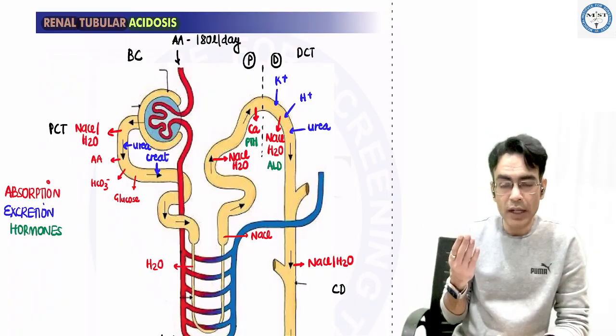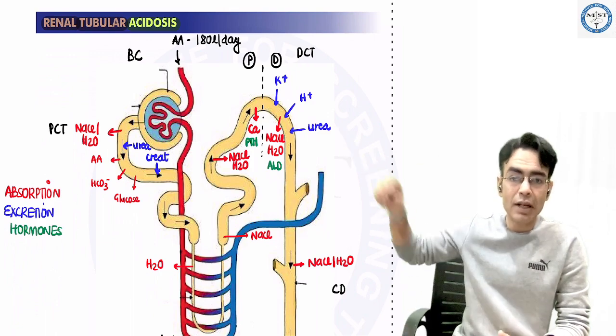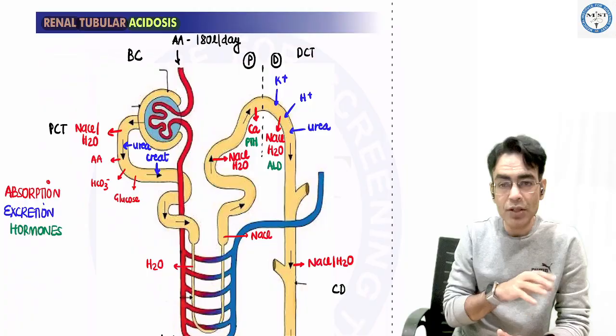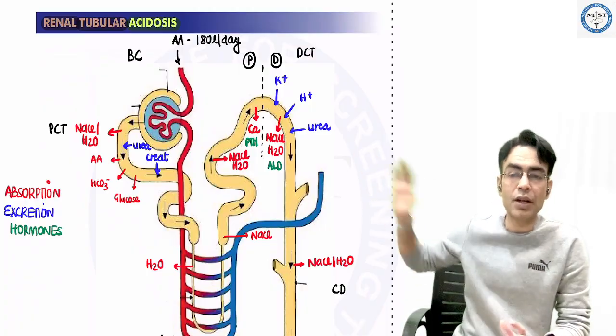So RTA, there are four types: RTA 1, 2, 3, and 4. RTA 1 is due to DCT damage, RTA 2 is due to PCT damage, RTA 3 is mixed PCT DCT, and RTA 4 is due to aldosterone dysfunction.